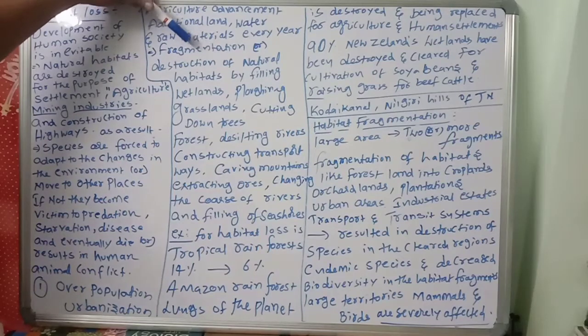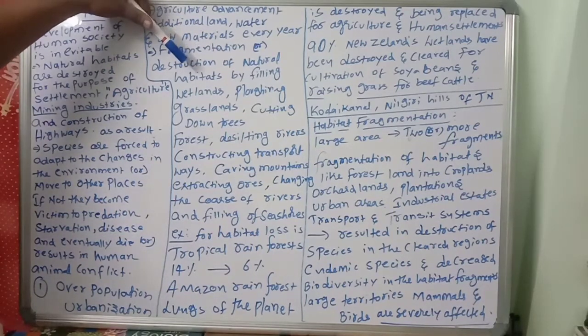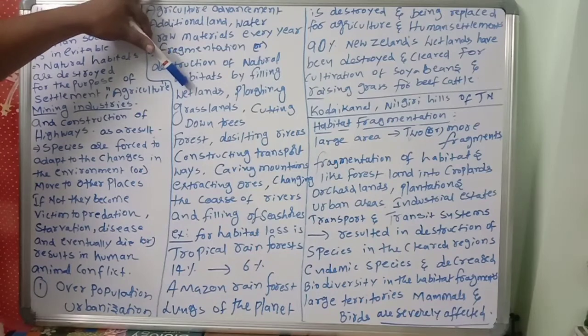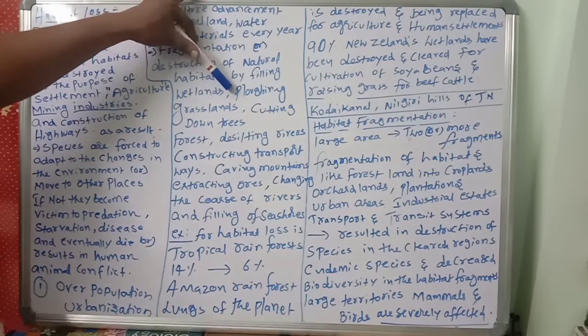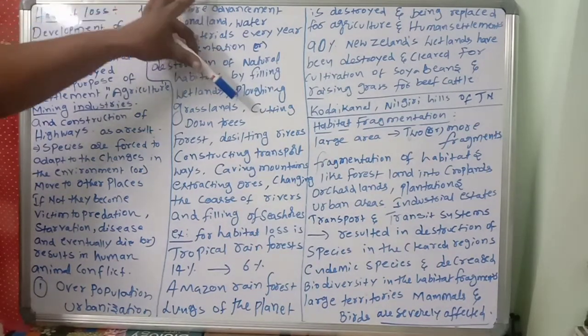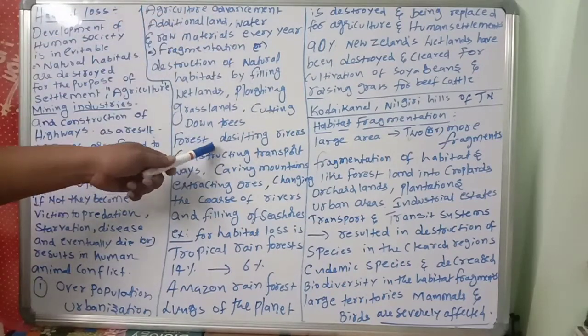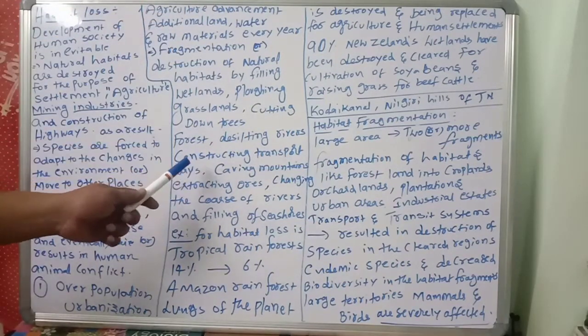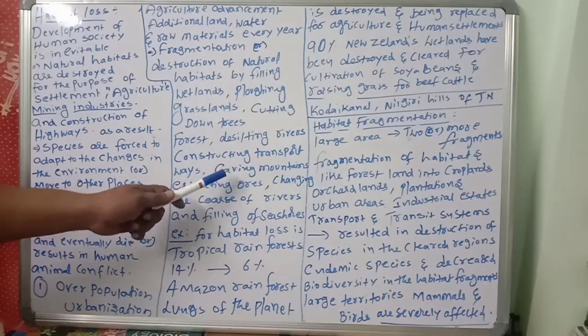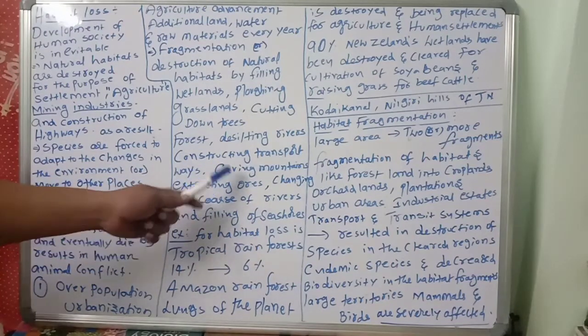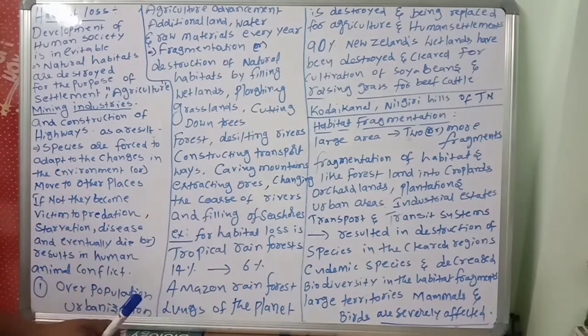We are causing the fragmentation or destruction of natural habitats by filling wetlands, plowing grasslands, cutting down forest trees, desilting rivers, constructing transport ways, caving mountains, extracting ores, changing the course of rivers, and filling seashores. We do these many activities for the development of industries, agriculture, and urbanization.